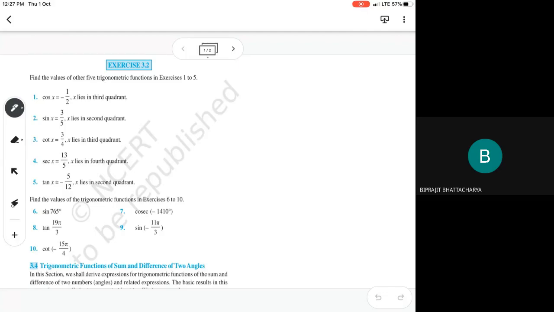Is it clear to you? Did you understand? Remaining problems you can do, right? Okay, I'll tell you one more problem. Secant x is equals to 13 by 5. x lies in the fourth quadrant. Okay, secant x is equals to 13 by 5. That fifth problem, the fourth problem I'll tell you. Don't worry. So let us go to the fourth problem.